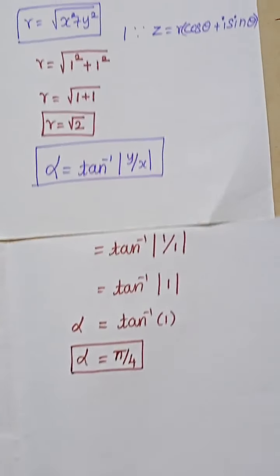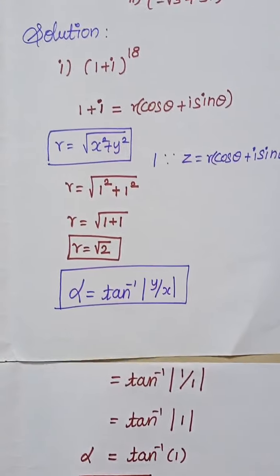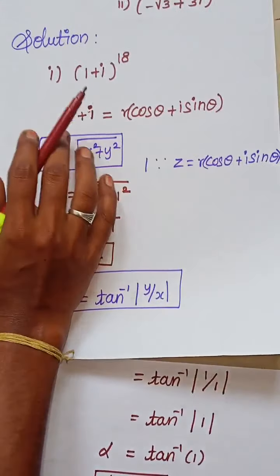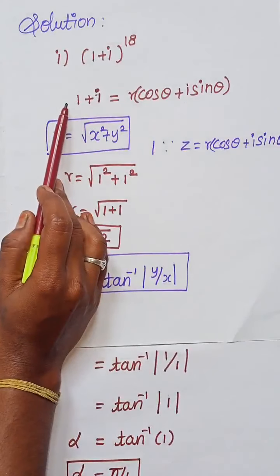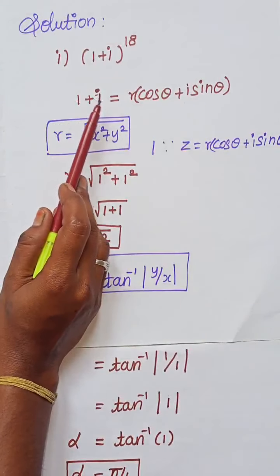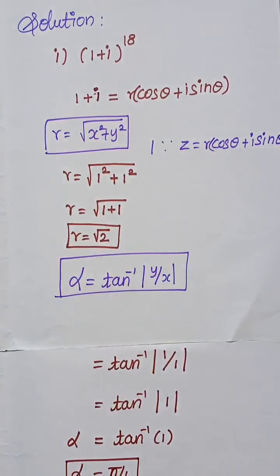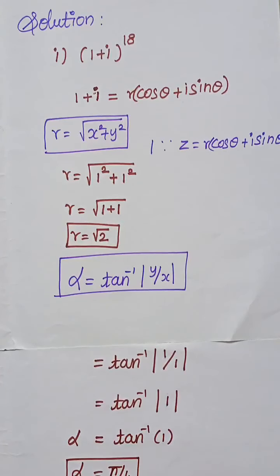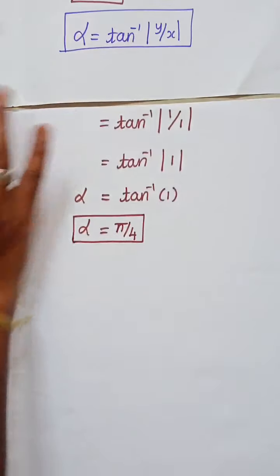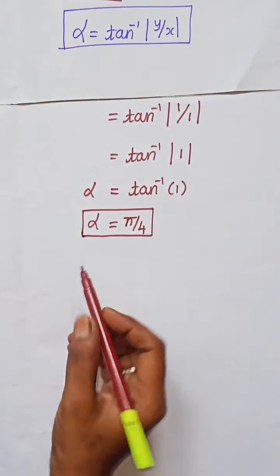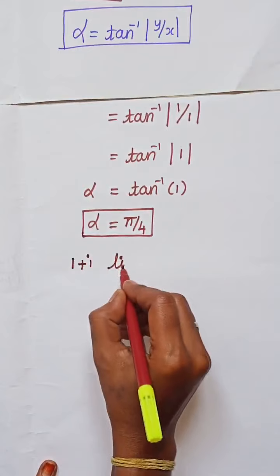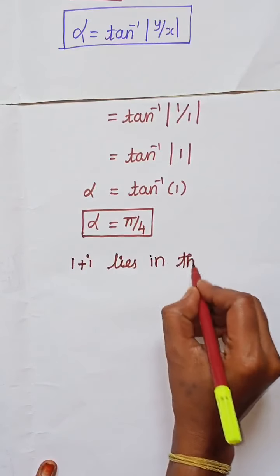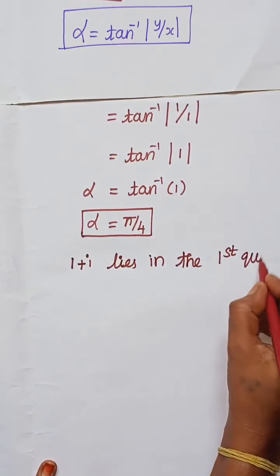Now read the question again. The given question is 1 plus i. Here x is positive, that is the real part is positive, and the imaginary part is also positive. Both are positive, which means it lies in the first quadrant. So 1 plus i lies in the first quadrant.